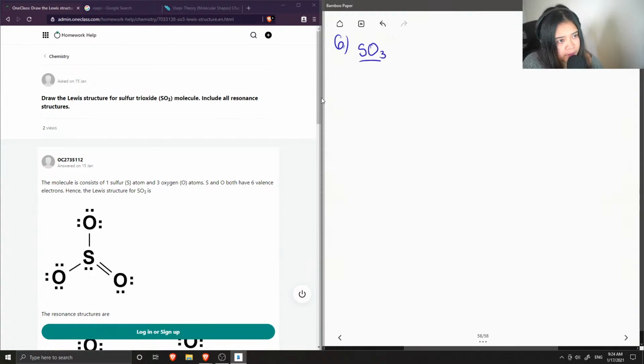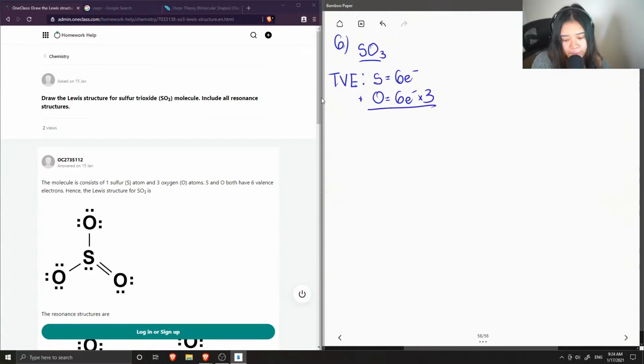Okay, so when drawing out the Lewis structure, we need to first find out the total number of valence electrons in our molecule. So sulfur contains 6 valence electrons, and oxygen also contains 6, and there are 3 oxygen atoms, so we multiply this by 3, and we end up with a total of 24 valence electrons.